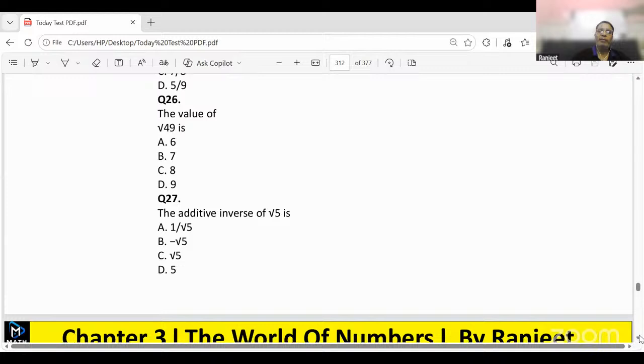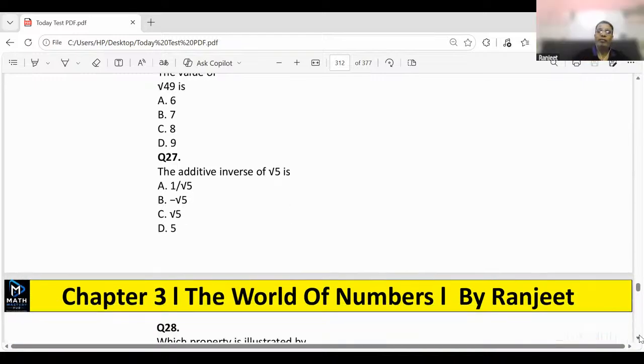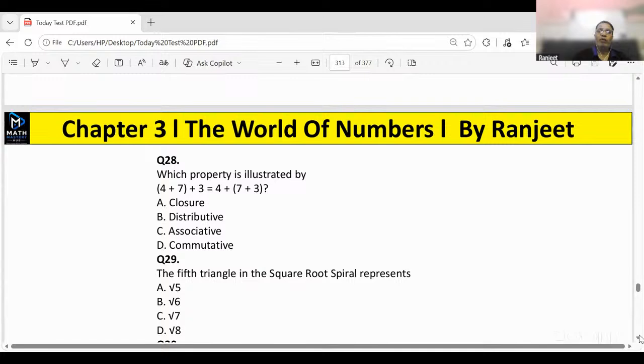Question number 27. Minus root 5. Is it right or wrong? Right. Okay. Question number 28. Associative, or distributive? Distributive. Okay.